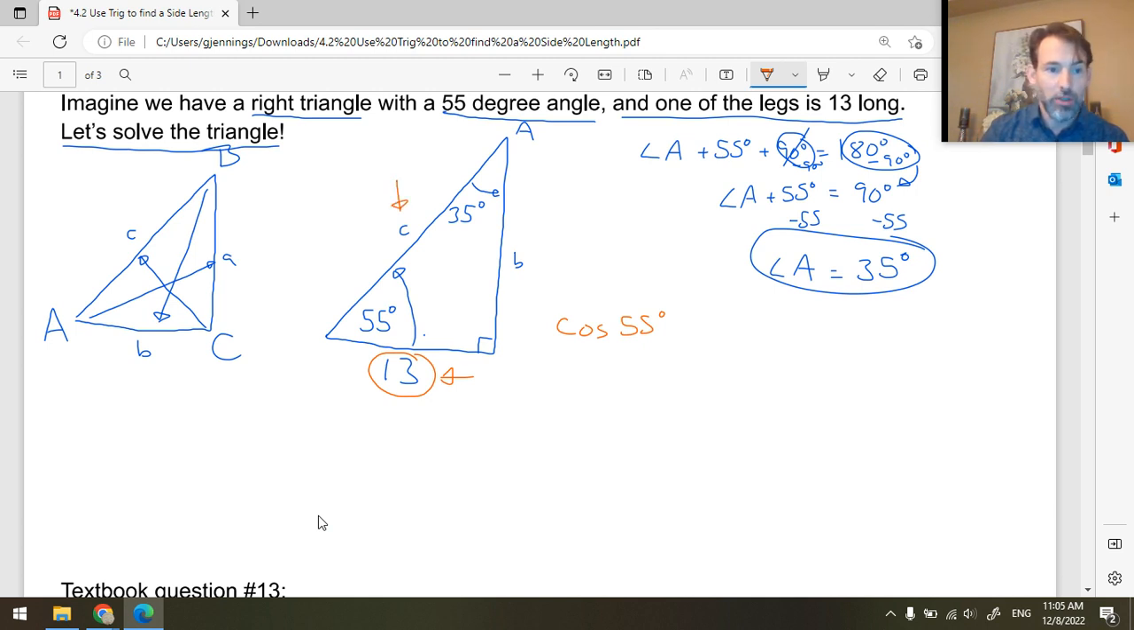Because we remember SOHCAHTOA, sine is opposite over hypotenuse. Cosine is adjacent over hypotenuse. And that's the ratio that we're going to use here, 13 divided by c. So that will allow us to solve for c.